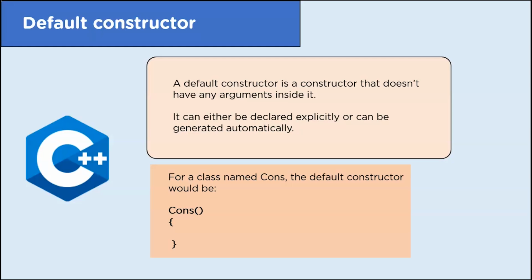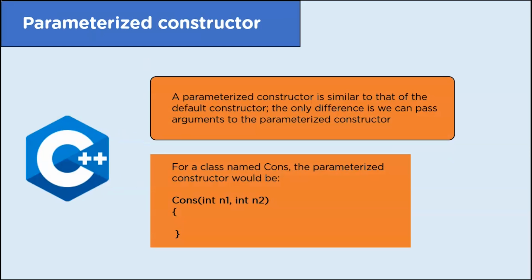Now coming to the parameterized constructor. A parameterized constructor is similar to that of the default constructor. The only difference is we can pass the arguments to the parameterized constructor. The constructor can be overloaded and also be used to initialize elements. Here is an example of the parameterized constructor. Cons is the name of the constructor, and n1 and n2 are the parameters of the constructor.